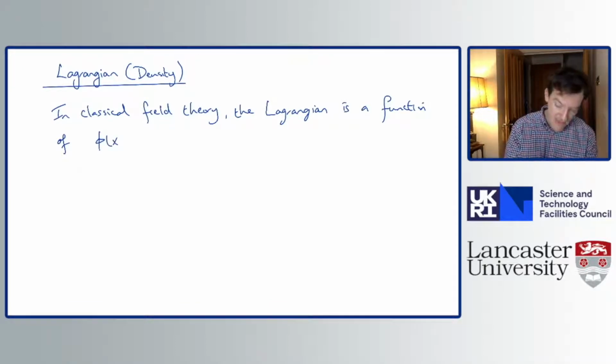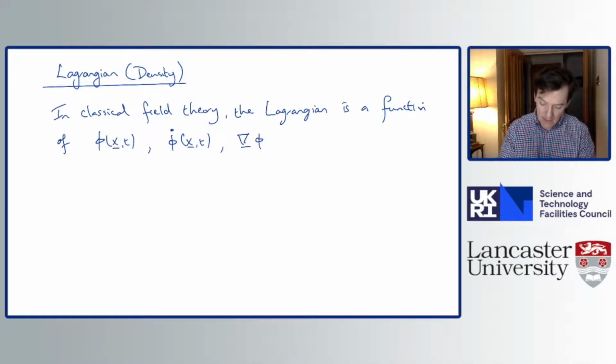Let me write the fields as phi. Phi can in general depend on spatial and time coordinates. So the Lagrangian can depend on the field, and it can also depend on the derivatives of the field. In this case, we're going to consider both the time derivative, phi dot, which is d phi dt, and the spatial derivative, let me write it as the gradient of phi, with arguments x and t. Okay, so we're going to construct a Lagrangian, and it's going to be a function of these field quantities.